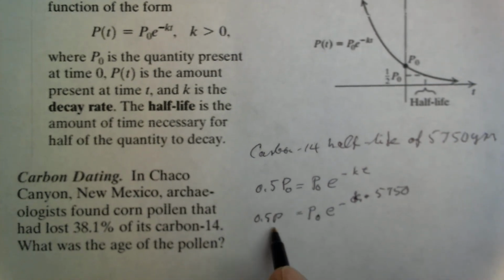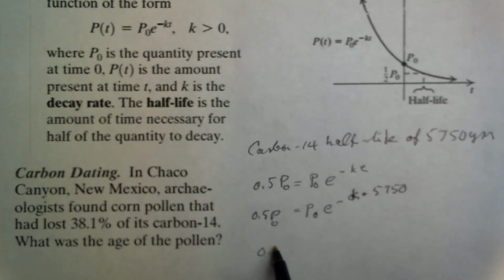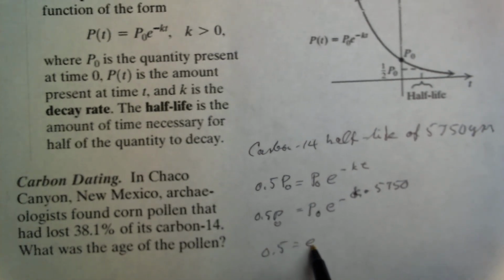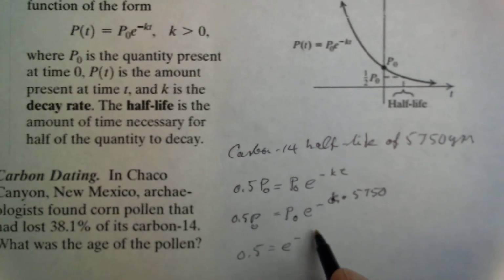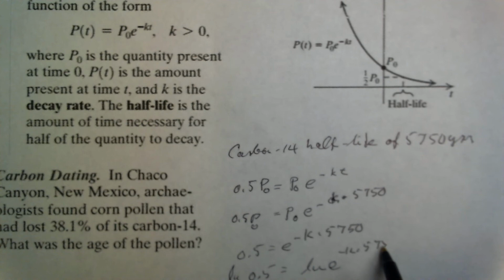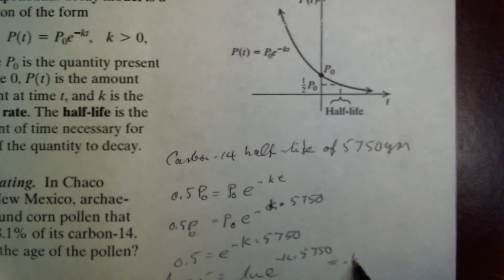So the P sub 0s cancel out. So we have 0.5 equals e to the minus k times 5,750. Then we take the natural log on both sides, and it would be the natural log of e to the minus k times 5,750, or minus k times 5,750 times the ln of e, which is equal to 1.